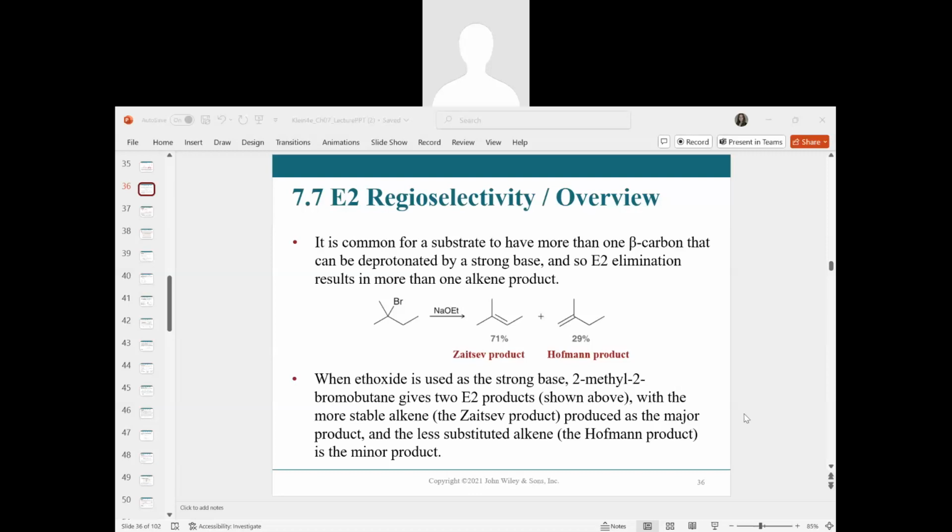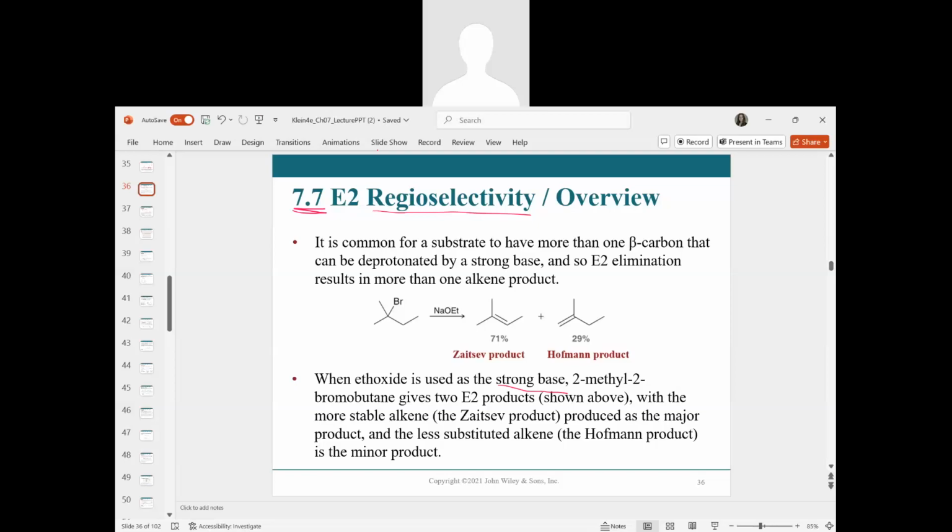In this video, we're going to cover the first half of section 7.7, and that will specifically review E2 elimination reactions and the regioselectivity. So how do we determine what product will be produced? What region of our compound will have this elimination occur depends on whether the strong base that's used is a bulky or a small type of base. So depending on what type of base we use, we're going to generate one product or another.